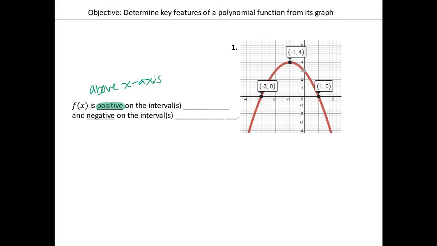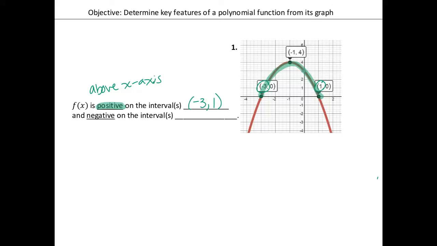Above the x-axis, if I cross out the bottom of the x-axis, I'm looking at this top portion. And same thing, I'm looking at the x values from -3, the start of the green, to the end of the green. It goes to 1, so -3 to 1.